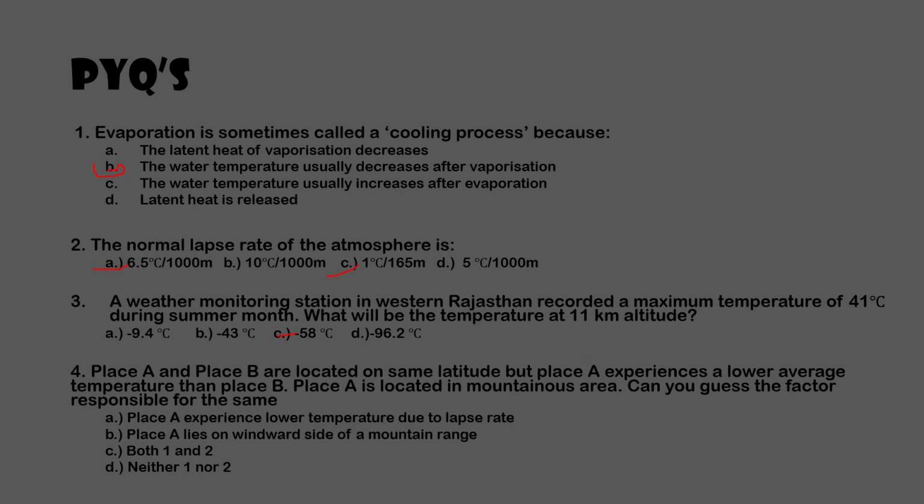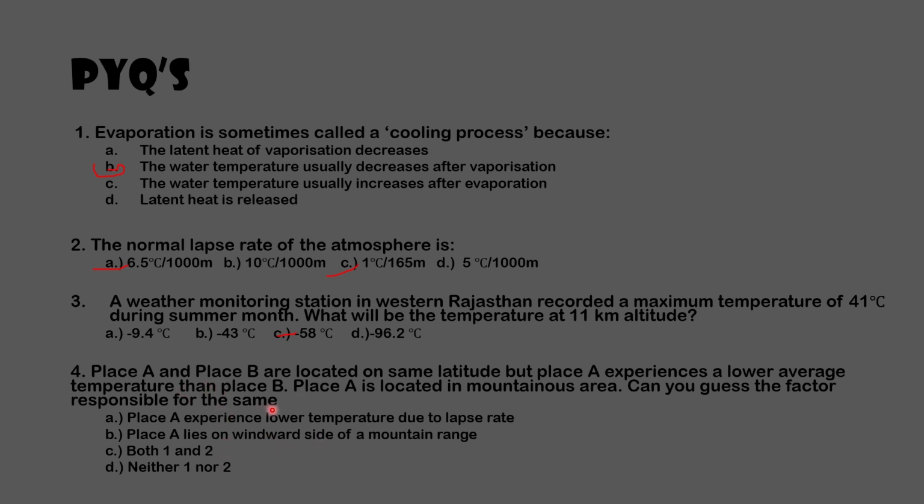Fourth question: place A and place B are located on the same latitude, but place A experiences a lower average temperature than place B. Place A is located in a mountainous area. Can you guess the factor responsible for the same? The options given here are: place A experiences lower temperature due to lapse rate; second, place A lies on the windward side of a mountain range; option C, both 1 and 2; option D, neither 1 nor 2.